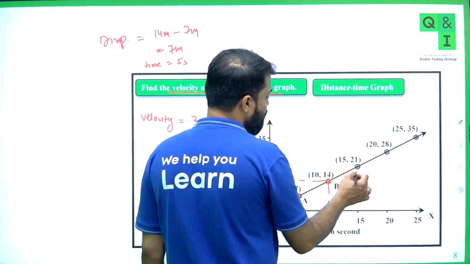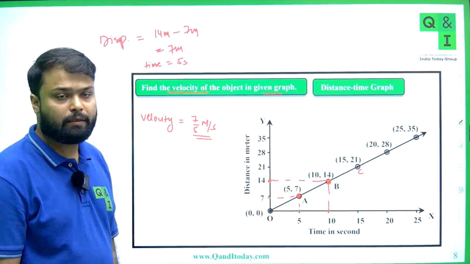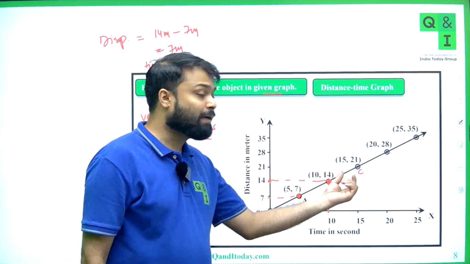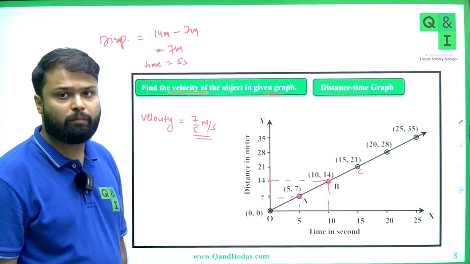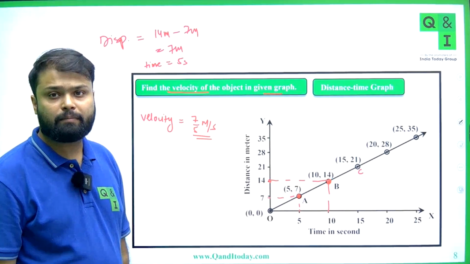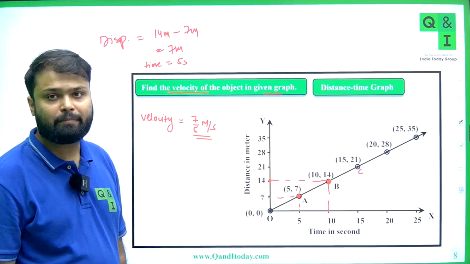Okay, let's try another one. Suppose the body is going from point B to point C. Now tell me what is the velocity? We want to find the velocity for the interval from B to C. So everyone please tell me, what is the velocity from B to C? Is it the same or different? The same, sir. 7/5. Why is it the same?